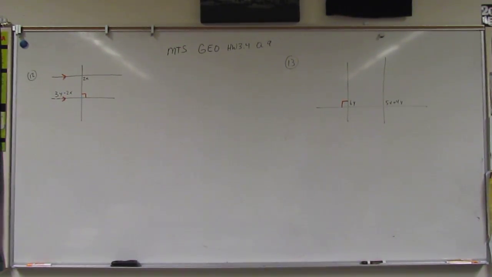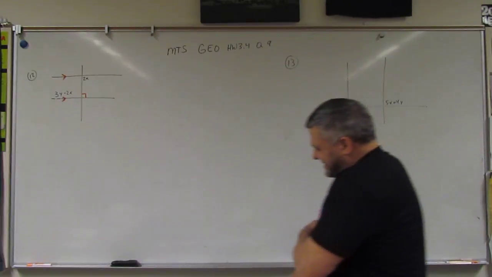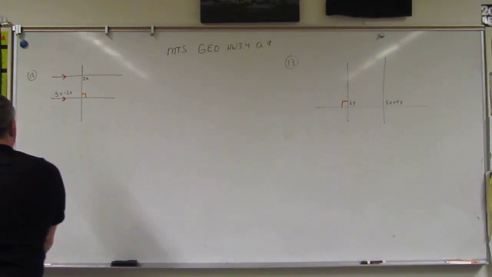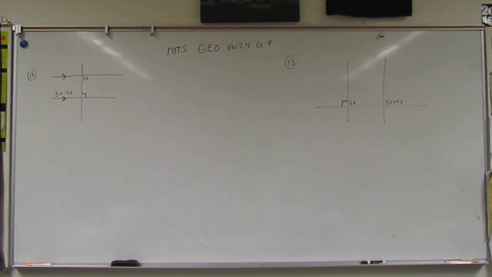All right, 12. They want you to solve for x and they want you to solve for y. You can't solve two variables without solving one first. This was really not that hard.